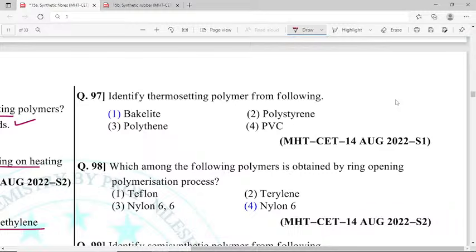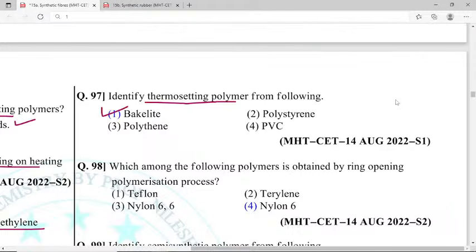Identify the thermosetting polymer from the following. Bakelite. So bakelite is the answer. Thermosetting polymer, bakelite, and the remaining are all thermoplastic polymers.